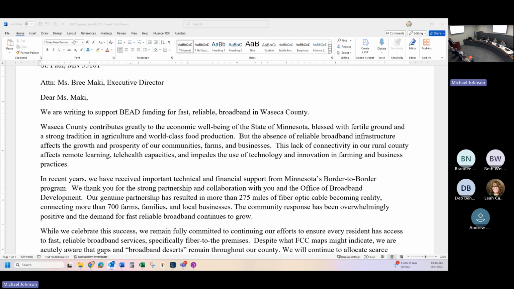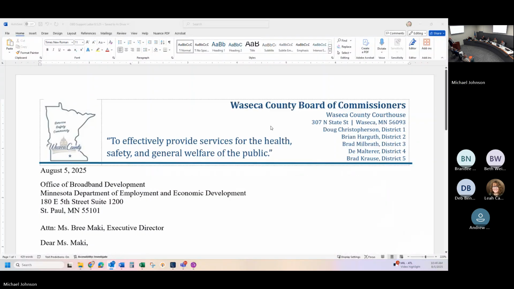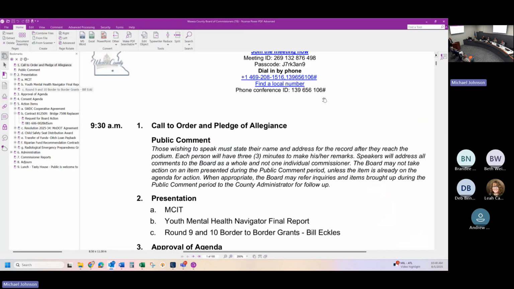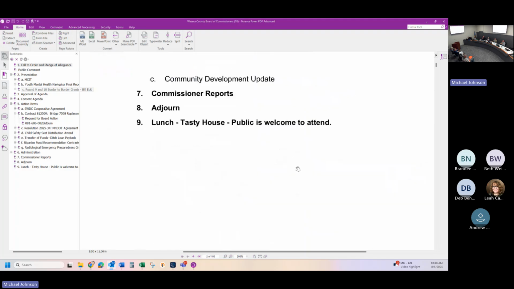Right, so I guess I would look for a motion for all of us to go ahead and sign this letter. I would make that motion. Second. There is a motion and a second. Is there any other discussion? If not, all in favor say aye. Aye. All opposed, same sign. Motion carries. Thank you. Thanks, Steve. Thanks, Steve.